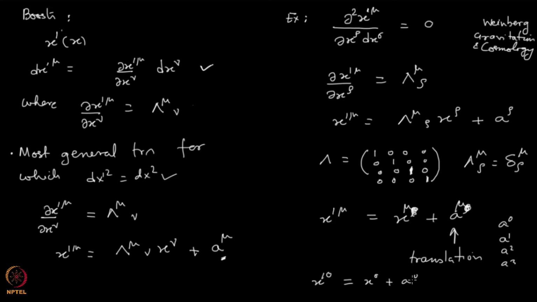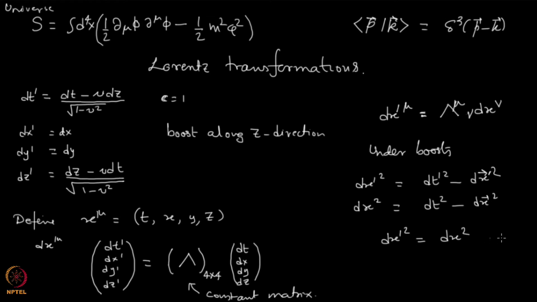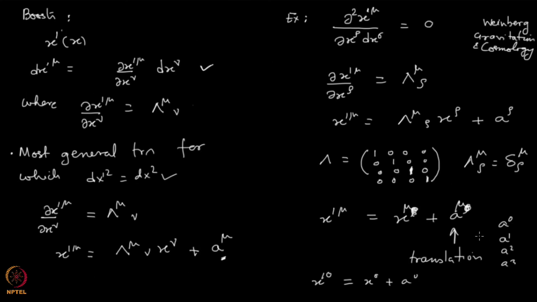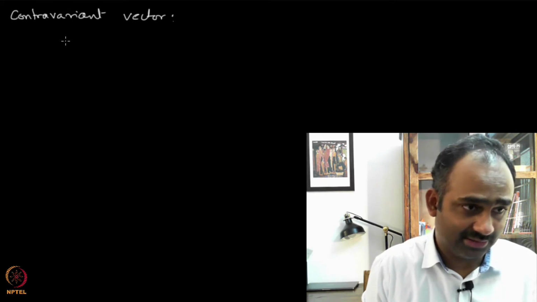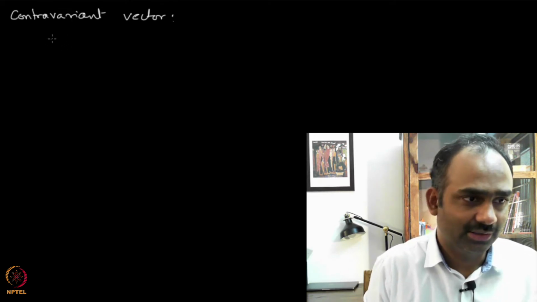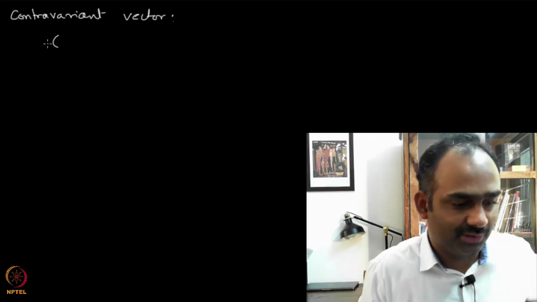So that's one lambda I have taken, but to know all possible transformations, I will have to find out the constraint that is imposed by this condition on lambda, and then figure out what the elements could be. Okay, but before I do that, I want to define a contravariant vector. A contravariant vector is an object which has 4 components. Let me call it V mu.